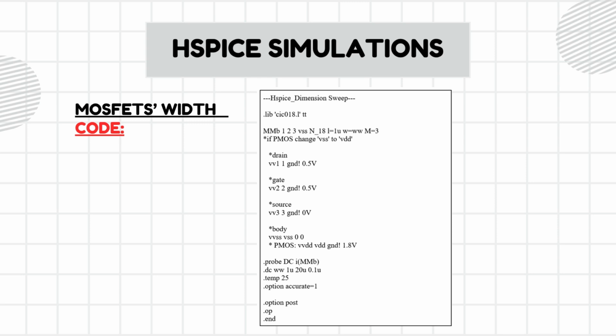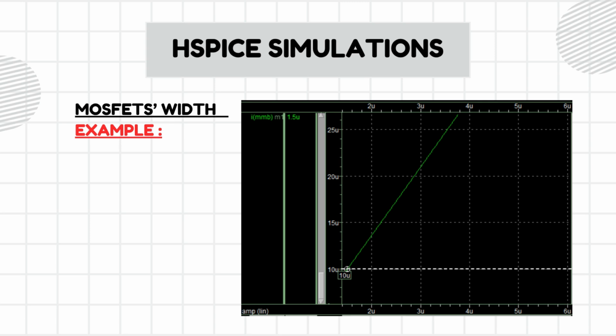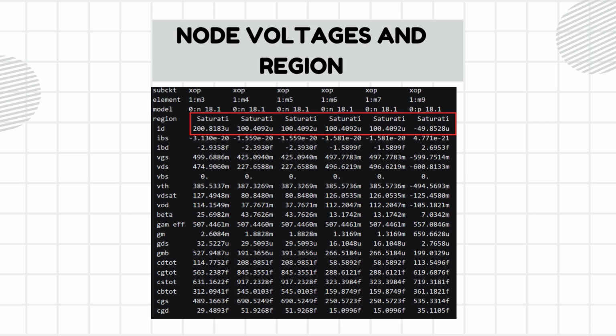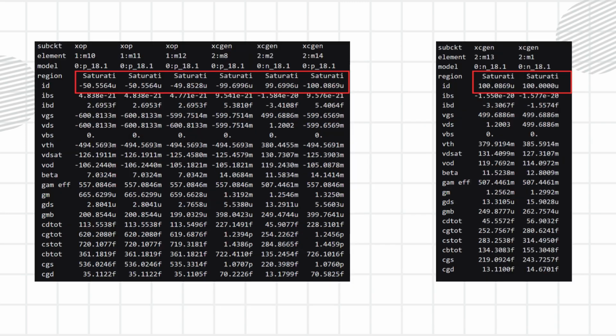Continuing on phase two, we will simulate the sizes, width and length, for each MOSFET. This is an example of the result, where 1.5 micrometer is the width of the MOSFET, and we assume the length of the MOSFET is 1 micrometer. This is the result of the DC simulation, where we check the region of each MOSFET, marked here in the red boxes and also here.